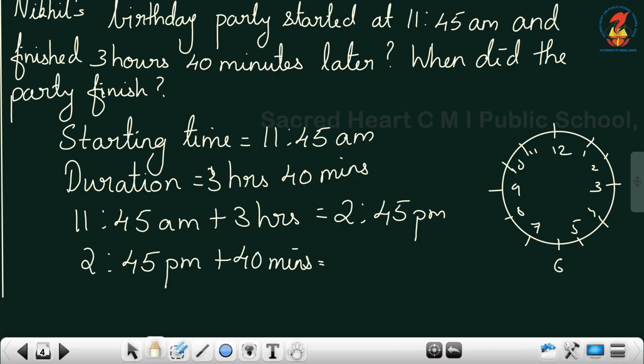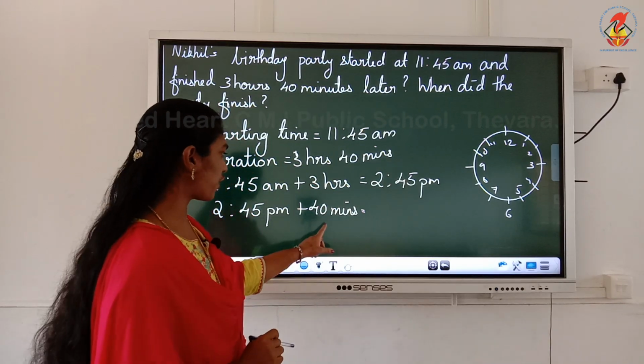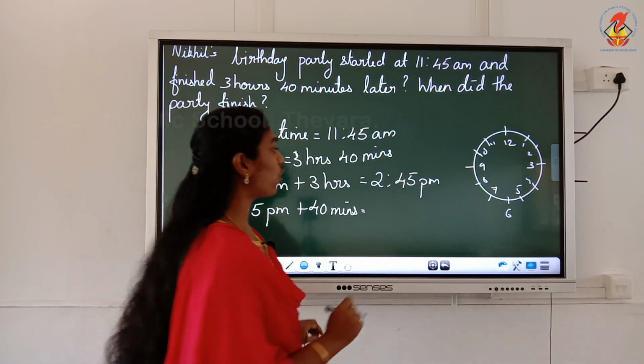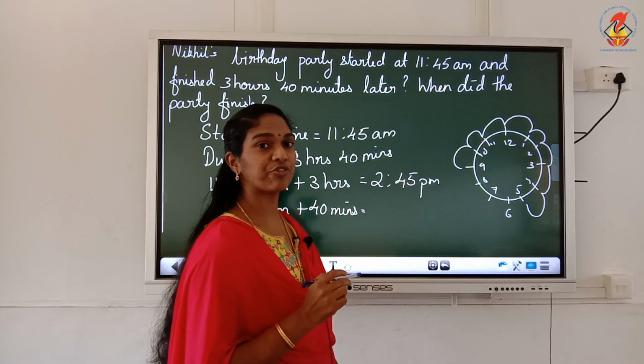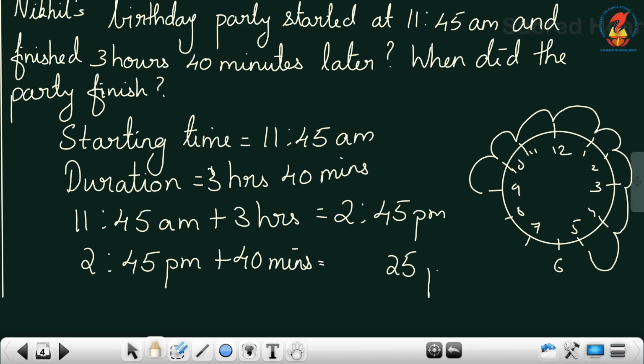Now your minute hand is at 9. From that 9, I need to count 40 minutes. So 5. You can take table of 5. 5, 10, 15, 20, 25, 30, 35, 40. 40 minutes counted. Now where is the minute hand coming? It's coming at 5. At 5, how many minutes? 25 minutes. So I got the minute. 25 minutes. It is PM. It's still in the afternoon.